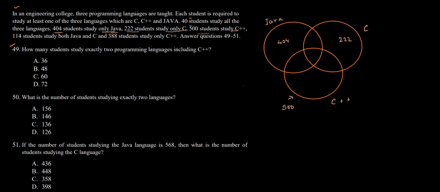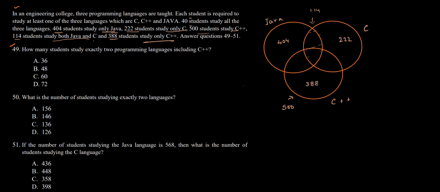Then we have 114 students study both Java and C. Okay, not C++ but C. So basically this represents this part. This complete part is represented by 114. So let me clear this area because we need the more inside data. So basically we will remember that this part is consisting of 114 students. Then we have 388 students study only C++. So here we have 388.